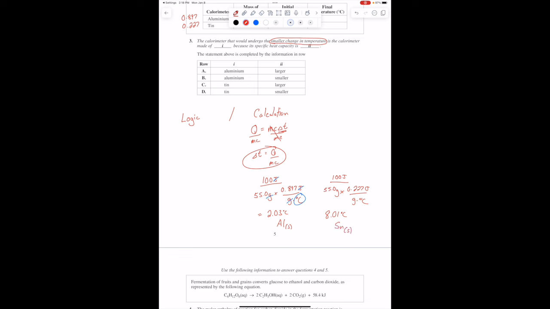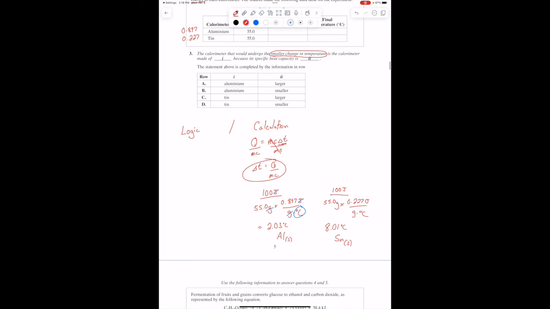Okay, so let's go answer the question now. So the calorimeter that would undergo the smaller change in temperature, smaller change right there, would be aluminum because its specific heat capacity is higher than this one. So my answer is A.